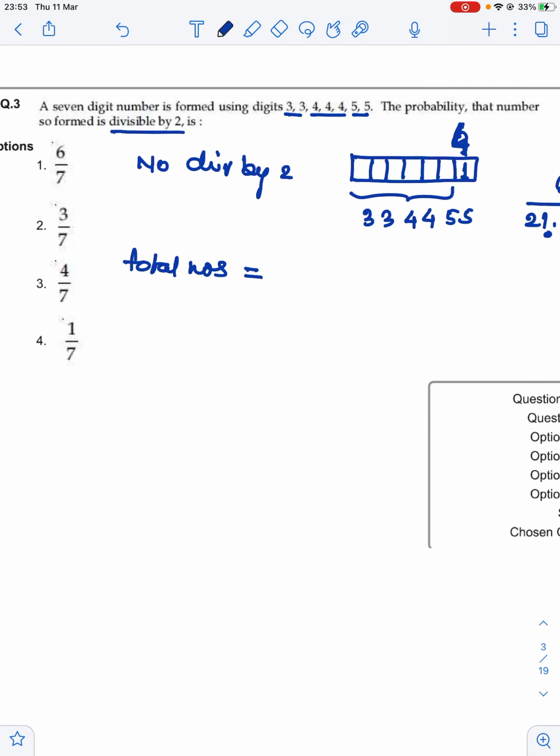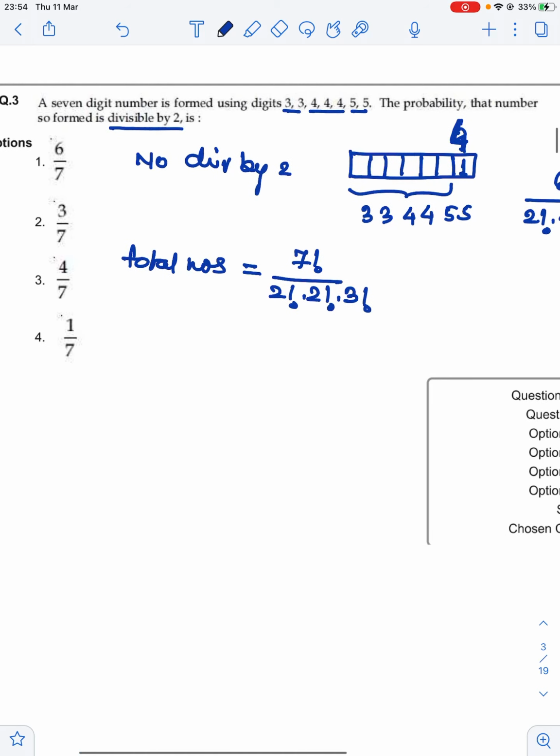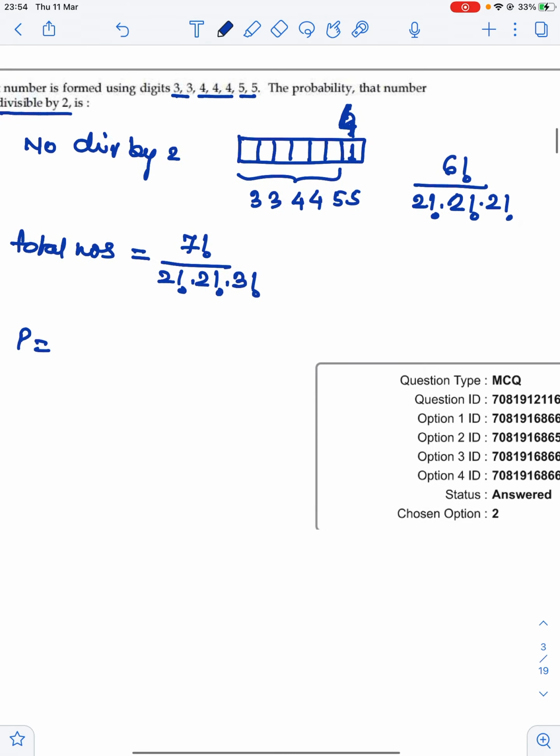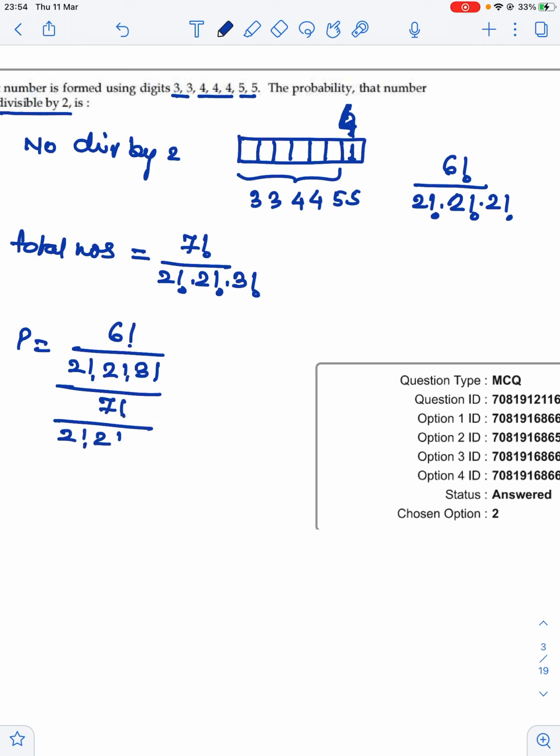Now total number means total 7-digit number using all the digits will be 7 factorial divided by 2 factorial, 2 factorial, 3 factorial, 2 repetition of 3, 2 repetition of 5 and 3 times repetition of 4. Hence the required probability is the favorable case, that is 6 factorial divided by 2 factorial, 2 factorial, 3 factorial, divided by 7 factorial by 2 factorial, 2 factorial, 3 factorial.